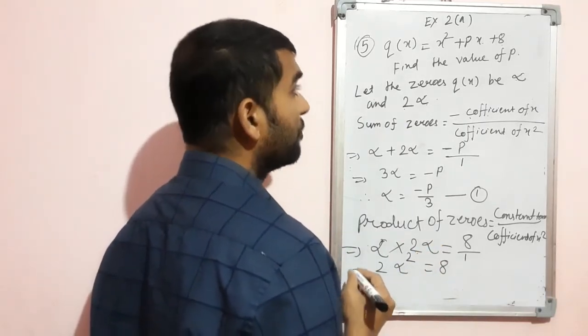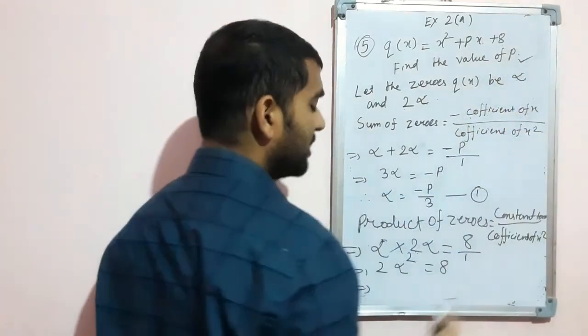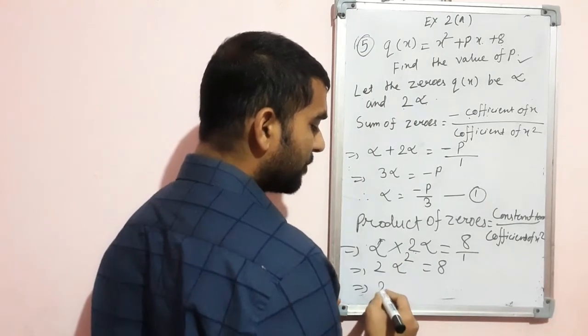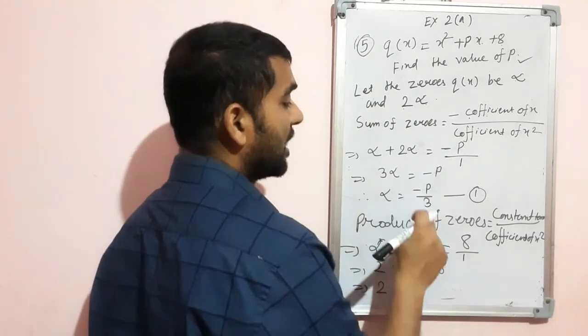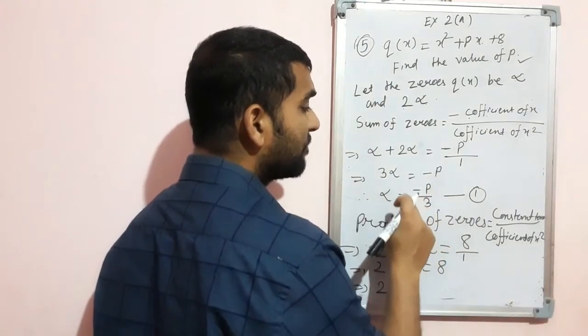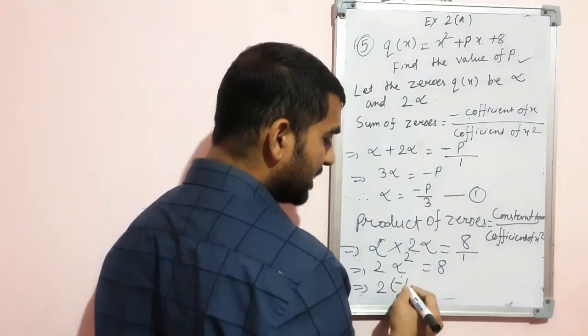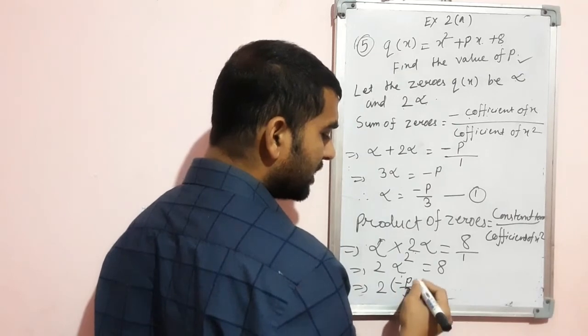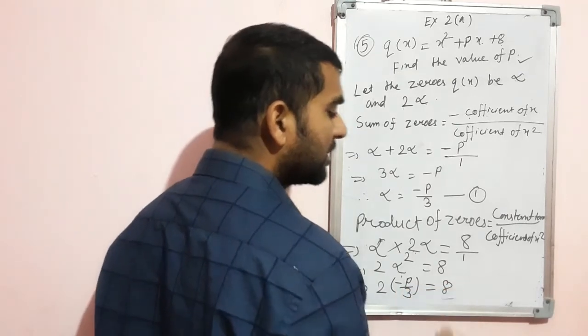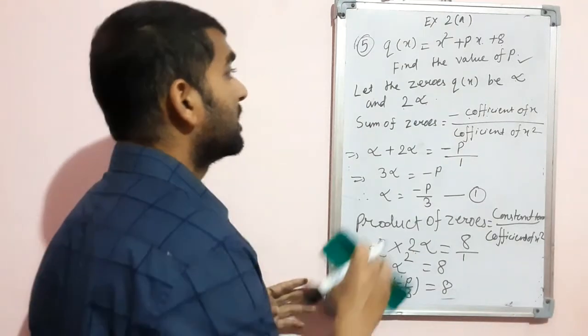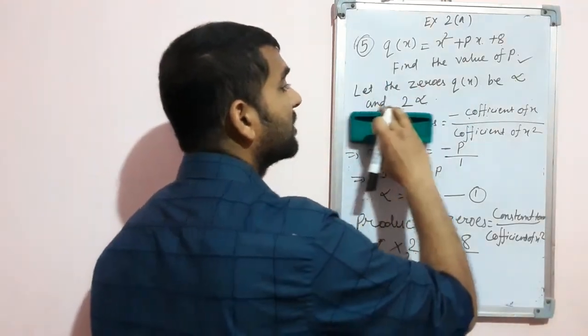Now we have to get the value of p, right? So before that we will put the value of alpha. Let us put the value of alpha here. How much? Alpha from equation 1 we are getting minus p by 3. Write down here minus p by 3 equal to 8. Next, what can we write here?